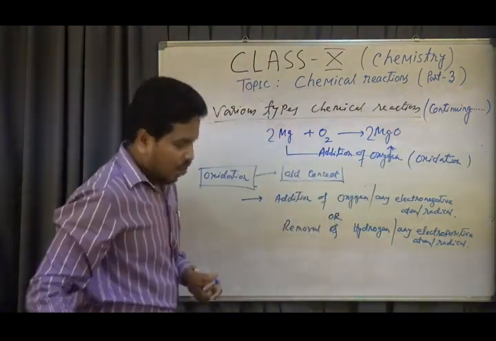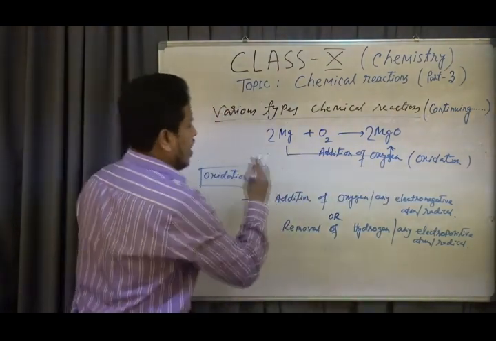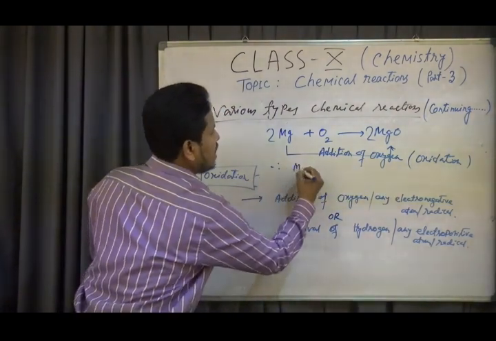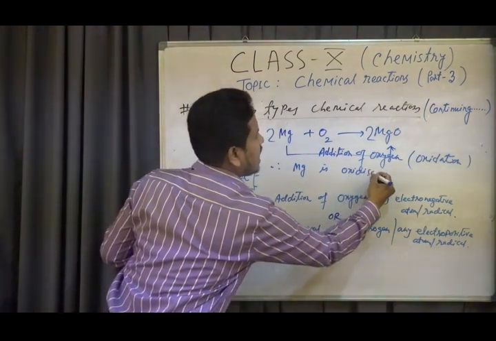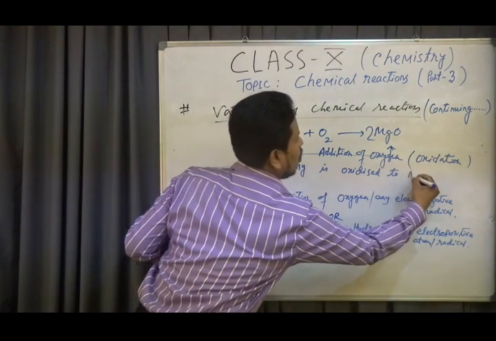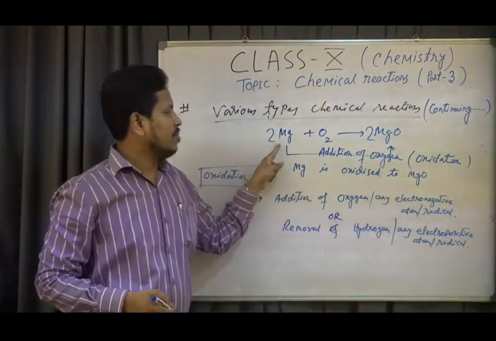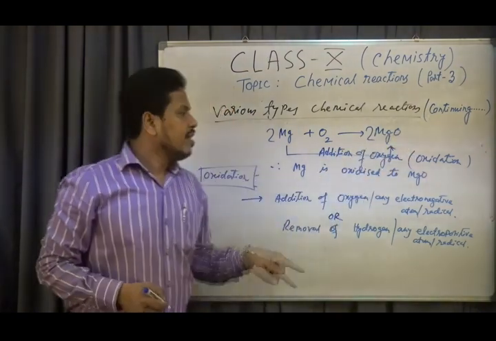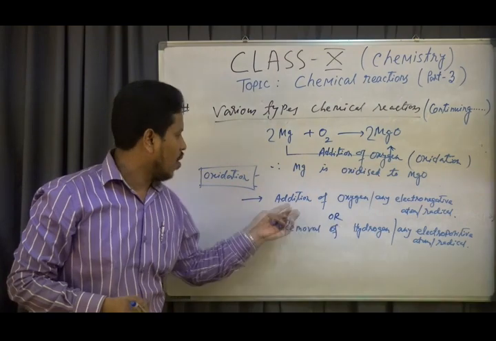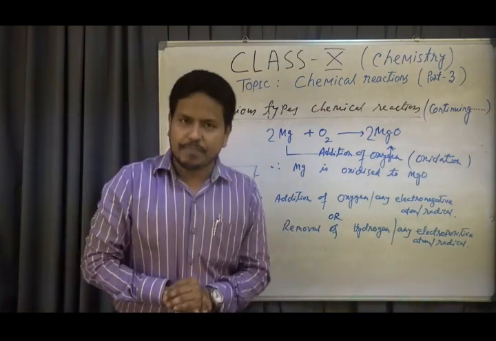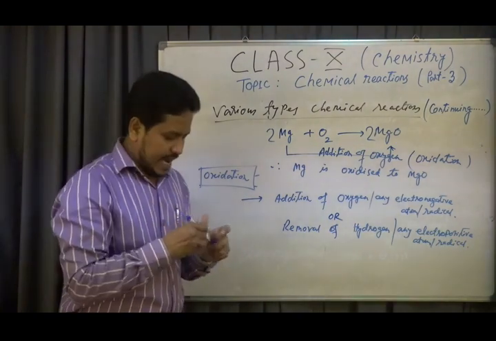So we can write that in this reaction, magnesium is oxidized to magnesium oxide. That is, magnesium is oxidized to magnesium oxide as per the definition of oxidation by the old concept. My dear students, I hope you all understand what an oxidation reaction is.